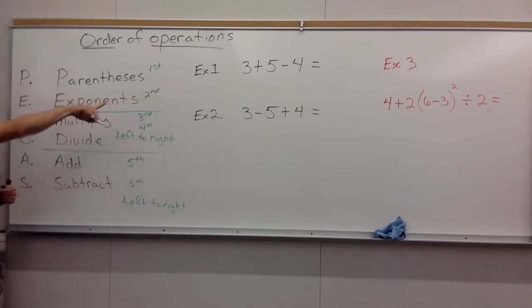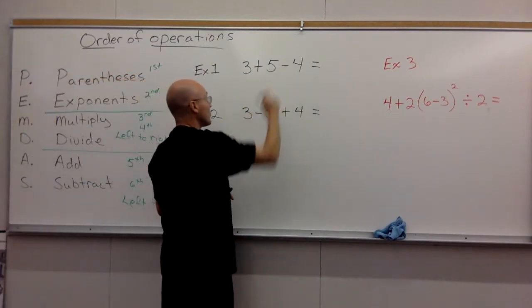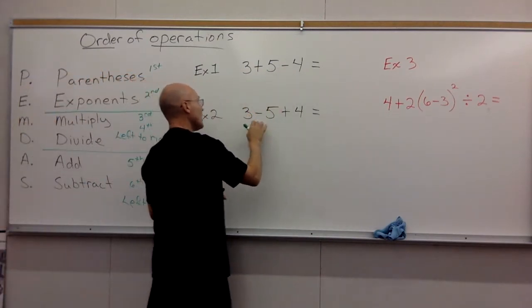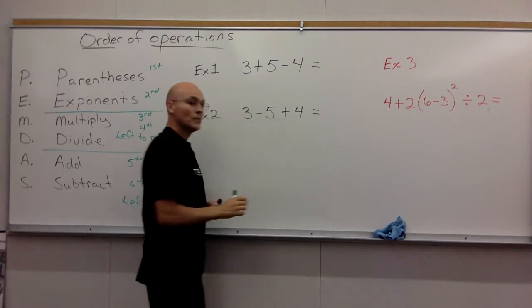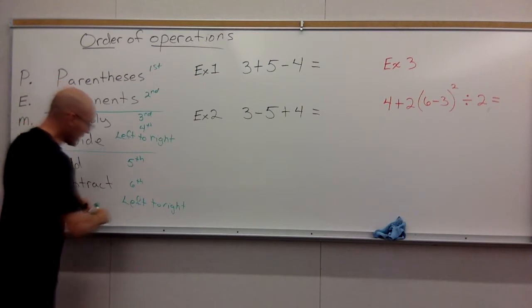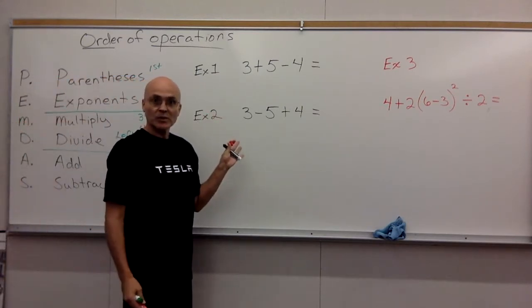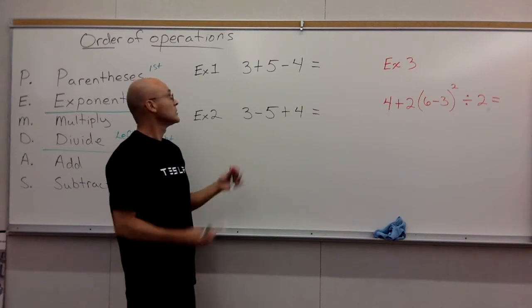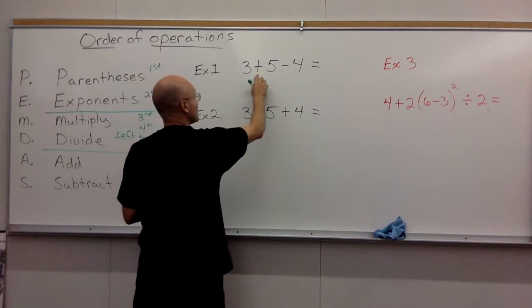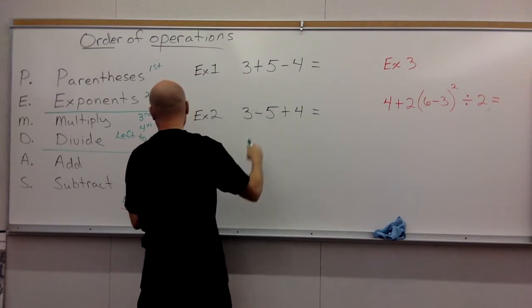I have two problems over here I wanted you to write down. Here I got 3 plus 5 minus 4, and here I got 3 minus 5 plus 4. And I'm going to explain what I mean by left to right. A lot of kids will get the same answer for both of these. They're not the same answer. You're supposed to add first here. Here you're supposed to subtract first. So they're not the same answer.